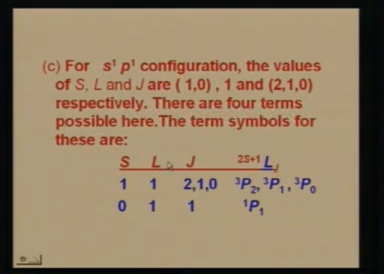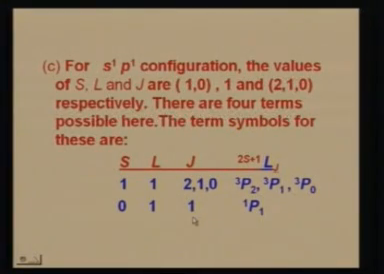One is S equal to 1, L equal to 1 and the allowed values of J. Now in this S and L are the same, so spin multiplicity will remain 3 and L is 1, so the code letter is P. So in all of them 3P is common, and then J values could be 2, 1 and 0, therefore one is 3P2, one is 3P1 and the last is 3P0. So these are the three term symbols corresponding to this set of S, L and J values. And similarly, for the lower one, you can see that when S is 0, L is 1 and J is 1, then the corresponding term symbol would be 1P1.